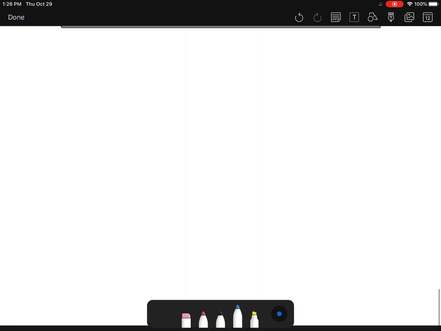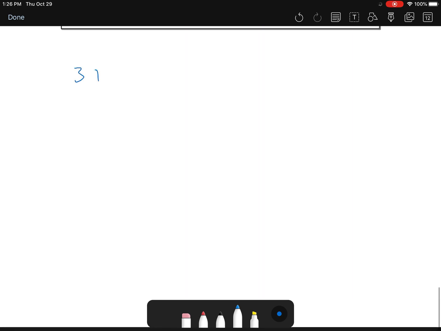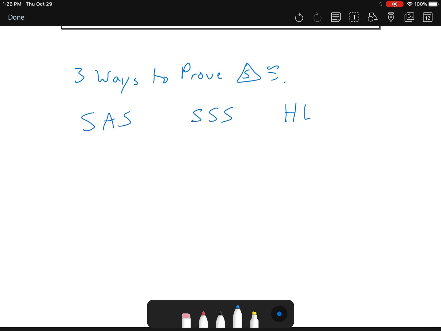So in summary then, there are 3 ways to prove triangles congruent so far that we've learned. Side angle side, side side side, and hypotenuse leg. Now this one must be a right triangle in order for you to use hypotenuse leg. So the angle in side angle side must be included. And what that means is this.